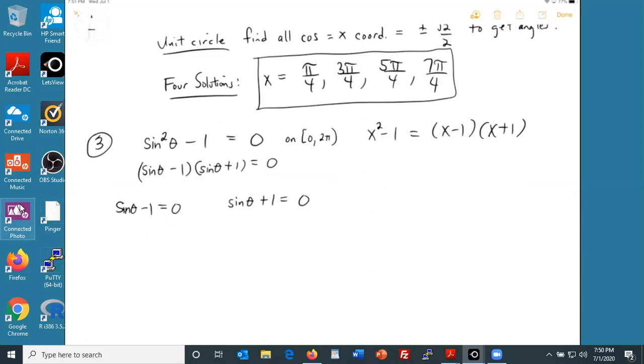All right, now you have 2 equations to solve. So the first one there, sine of theta minus 1, just add 1 to the other side. All right, let's get that solution for this first piece. So remember, in the unit circle, you want to find theta where that sine of theta, remember the sine is the y values. Find me where the y values are 1s.